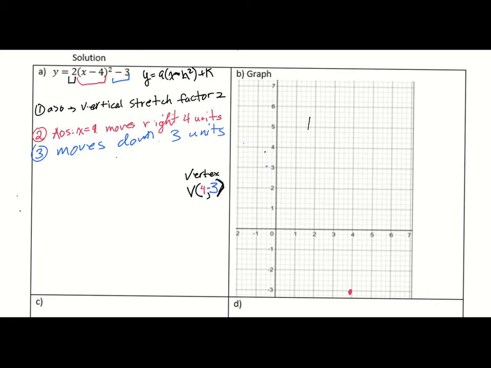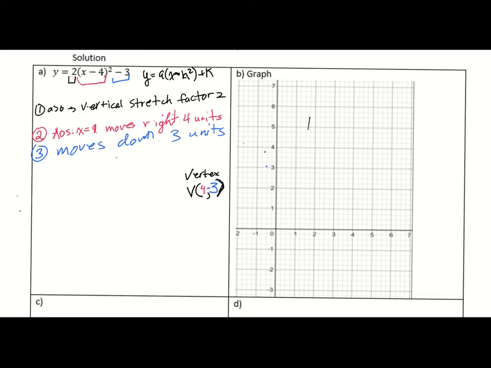And now, for graphing, remember we always had to get the vertex for our graph. And remember, anytime you draw up a graph, you got to give me the equation of the graph. And the equation is going to be y is equal to 2(x minus 4) squared minus 3.